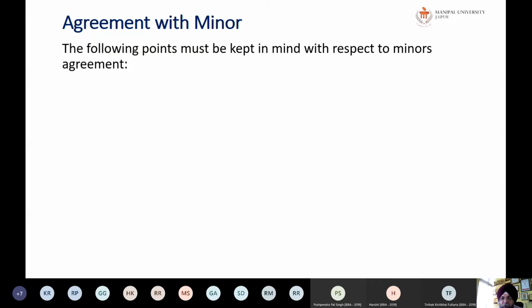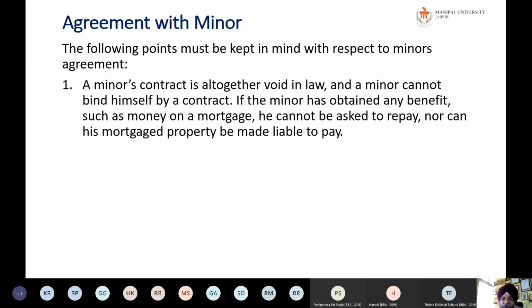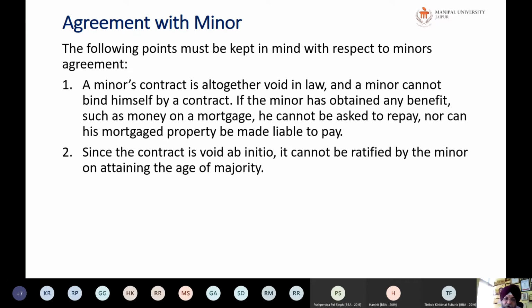So the following points must be kept in mind in respect of a minor's agreement. First of all, the minor's contract is altogether void in law, and a minor cannot bind himself by a contract. Even if he himself says, okay, I would like to bind myself with the contract, that too is not possible. If the minor has obtained any benefit, such as money on a mortgage, as in the case of Mohori Bibee versus Dharmodas Ghose, he cannot be asked to repay, nor can his mortgaged property be made liable to pay. It means the property which he mortgaged is also free from the mortgage.